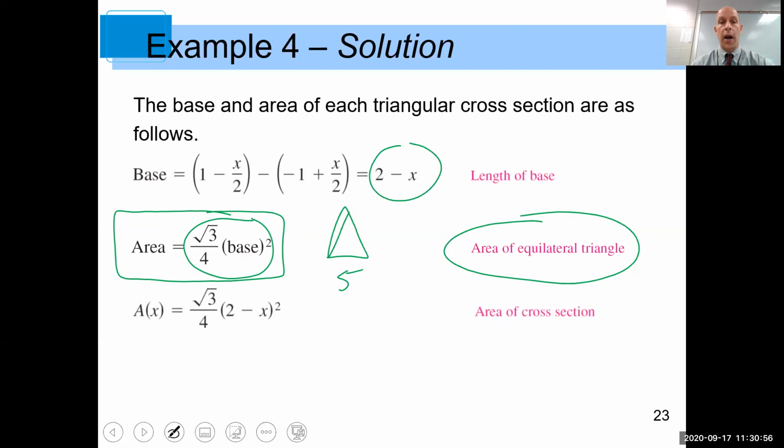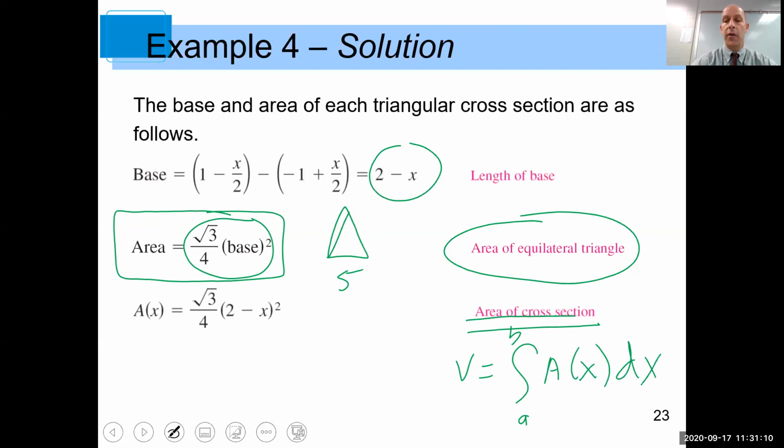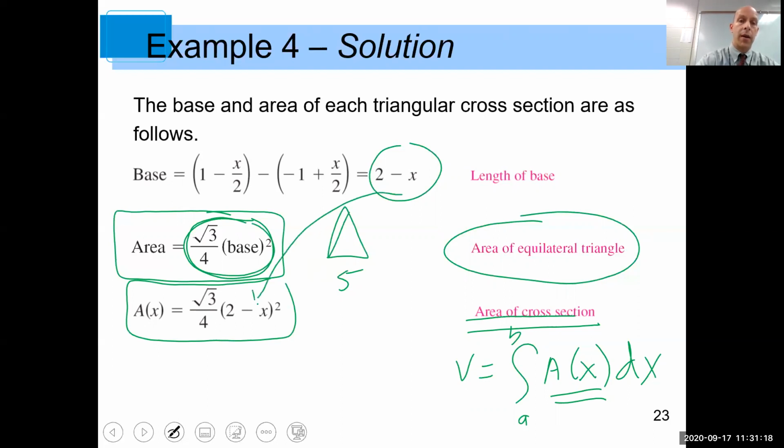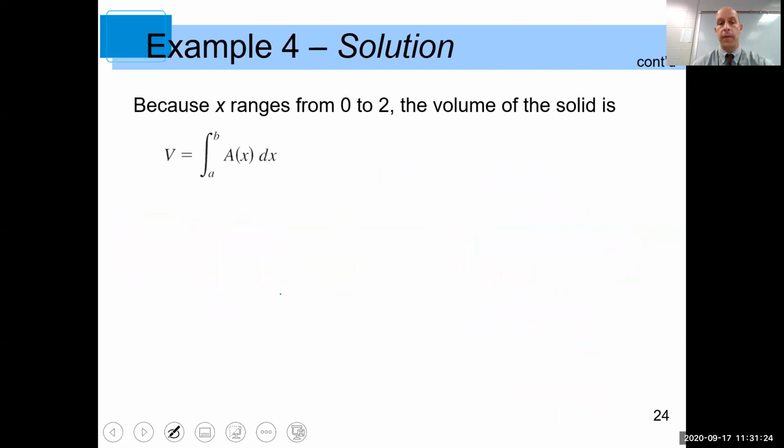So our area function in this case, and this is the key for this problem because our formula says that the volume is equal to the integral from a to b of our area function dx. So this is important, and here it is. It is this formula, the area of an equilateral triangle, with the base length thrown in there. So 2 minus x goes in for the base.